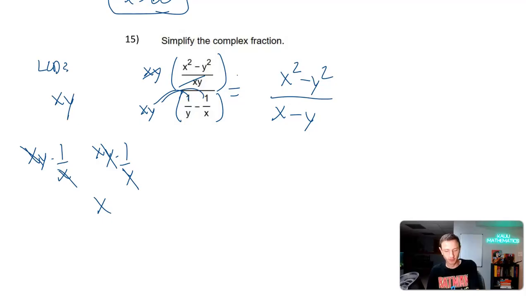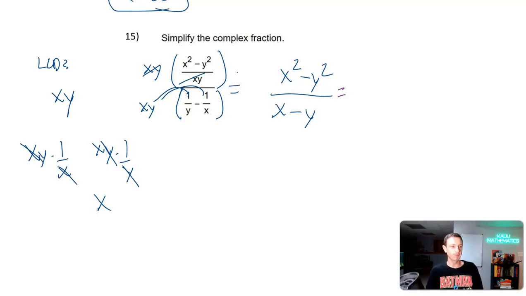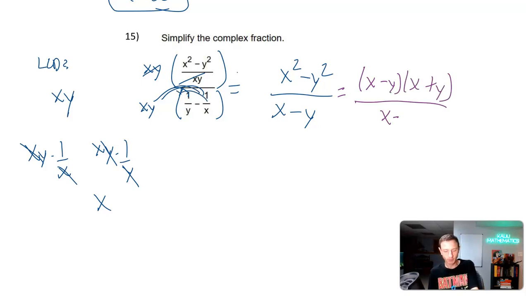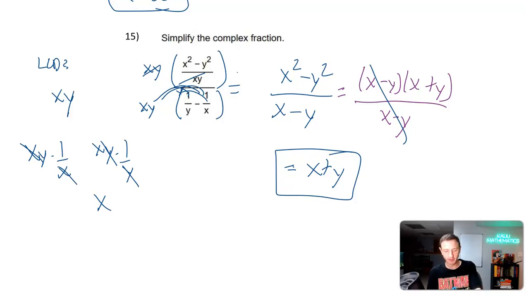Don't assume that we're done. Because this is kind of sneaky, on the top, look at that. X squared minus y squared. That is a difference of two squares. So that is x minus y times x plus y, over x minus y. X minus y over x minus y, those are going to cancel out, leaving us with just x plus y. So pretty sneaky there, that difference of two squares. So make sure you factor that out, because then there's that simplification of x minus y.